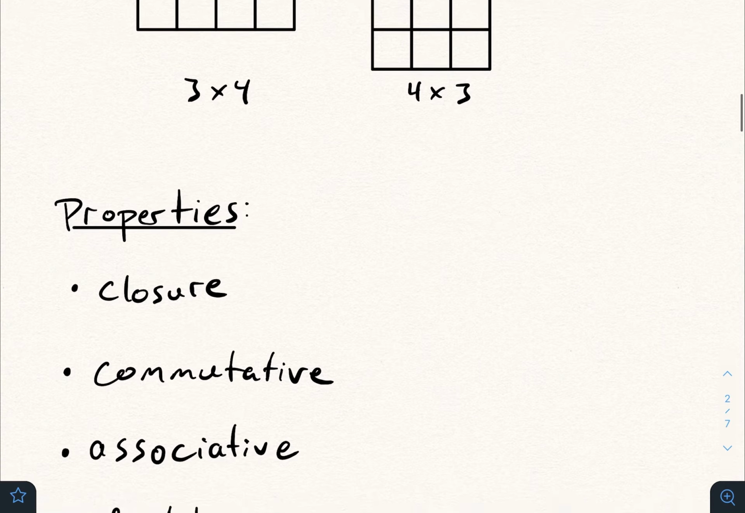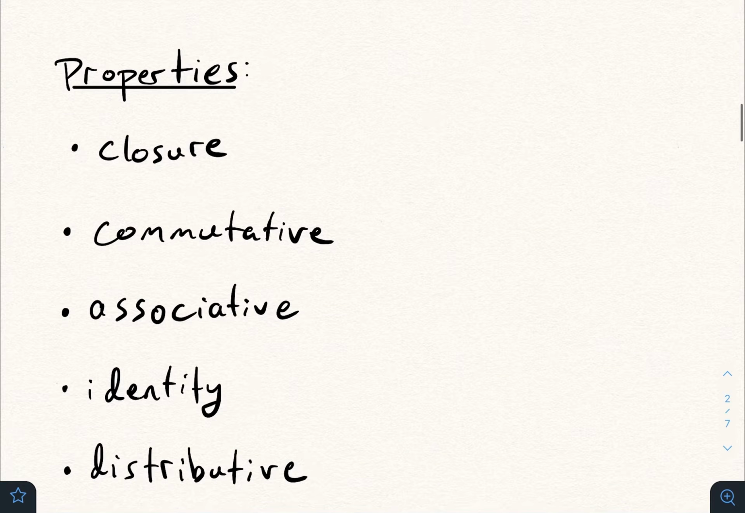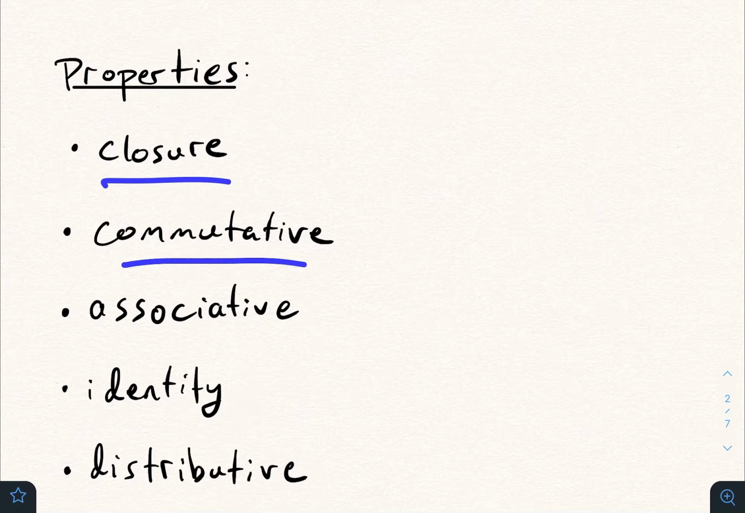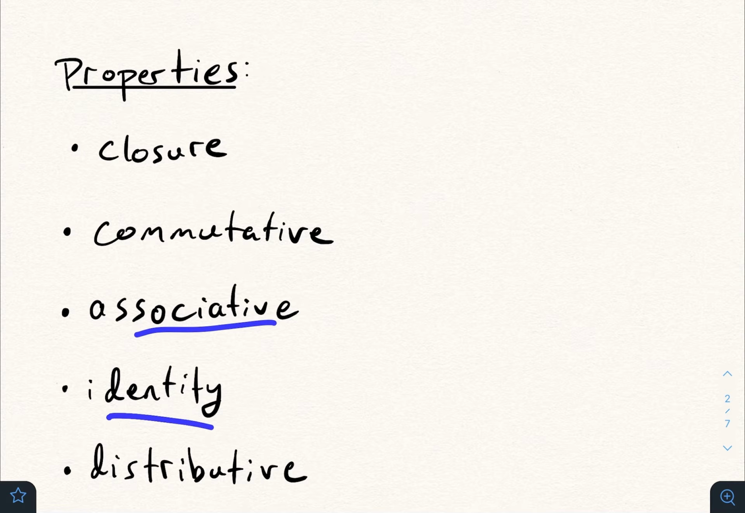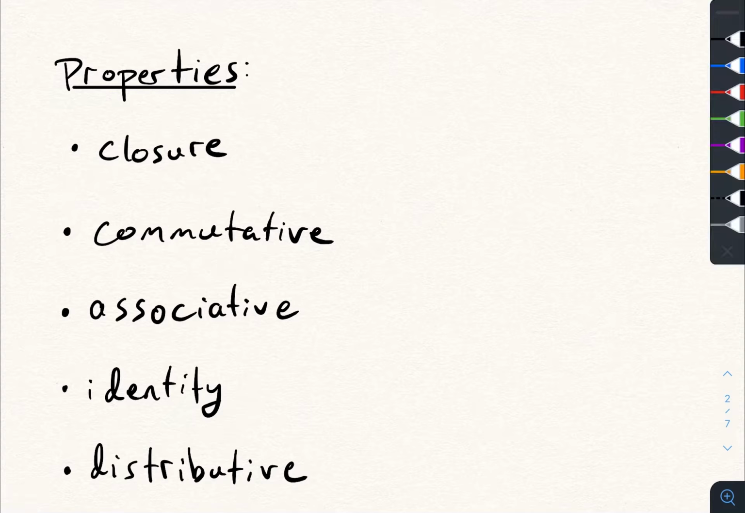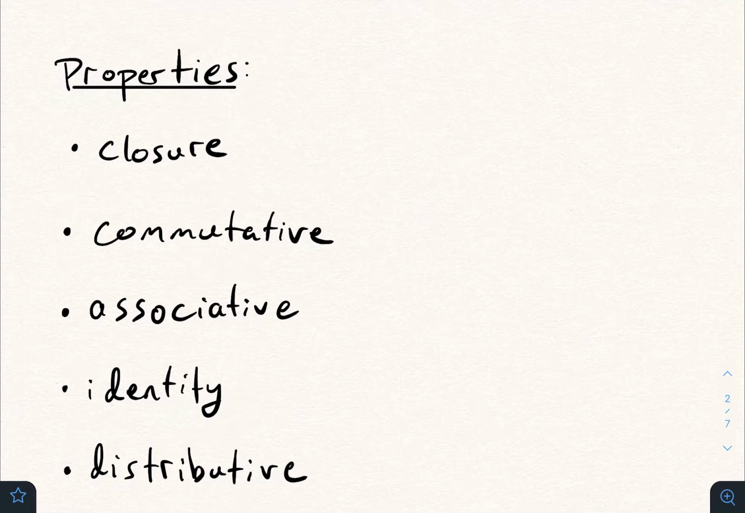So some properties of multiplication are as follows. There's a closure, commutative, associative, identity, and distributive properties of multiplication. And all of them are pretty important to understand for different reasons. So the closure property of multiplication basically just says that if A and B are whole numbers, then A times B is also going to be a whole number.